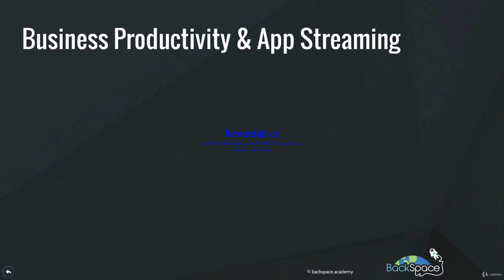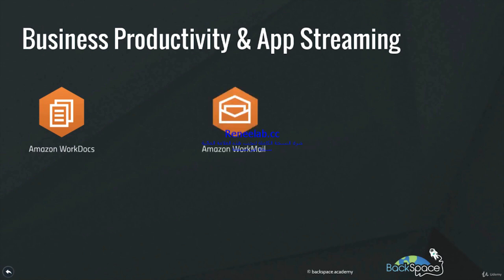So let's have a look at the business productivity and desktop streaming applications. Amazon WorkDocs is a secure, fully managed file collaboration and management service in the AWS cloud. The web client allows you to view and provide feedback for over 35 different file types, including Microsoft Office file types and PDF. Amazon WorkMail is a secure, managed business email and calendar service.